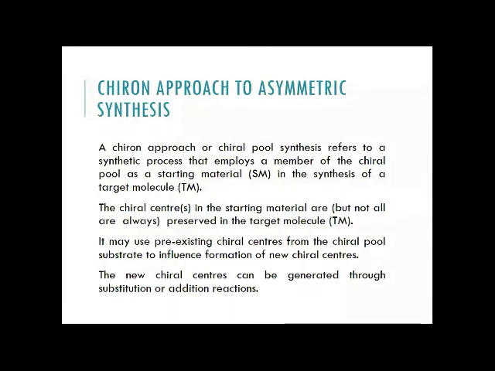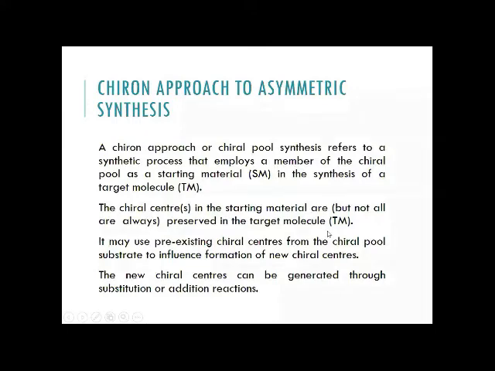The chiron approach and chiral pool synthesis are similar things, referring to a synthetic process that employs a member of the chiral pool as a starting material in the synthesis of a target molecule. Here the target molecule is our product, which has a high enantiomeric excess, meaning more than 98% purity. So in the chiron approach, we use an enantiomerically pure chiral substance as a starting material and get our target molecule. The chiral centers in the starting material are preserved in the target molecule.